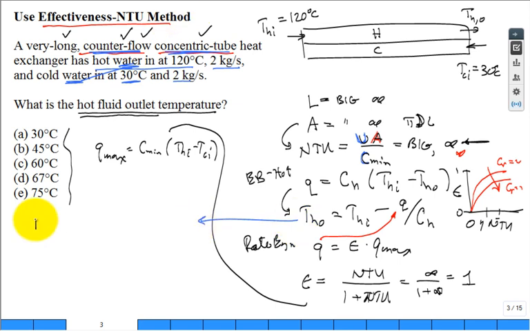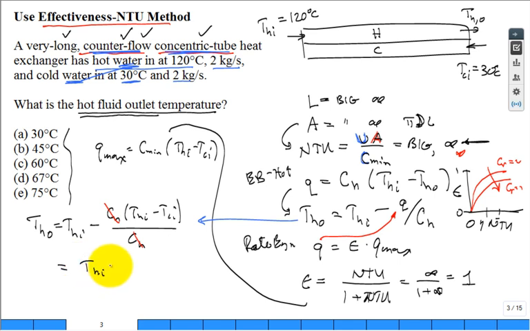And so we have that the temperature hot out is equal to the temperature hot in minus Q. I'm going to put C hot, T hot in minus T cold in, divided by C of the hot. What cancels? Heat capacity rates of the hot. And now we just have T hot in minus T hot in plus T cold in. T hot out is T cold in.